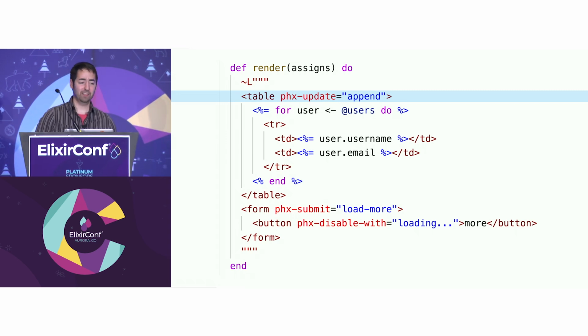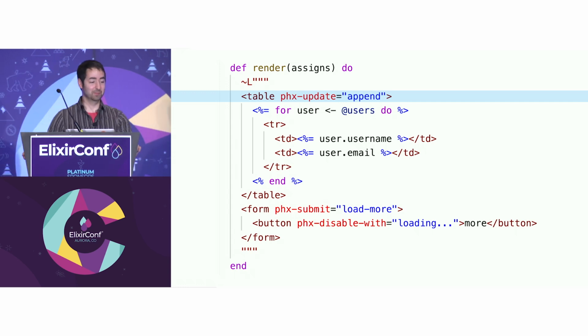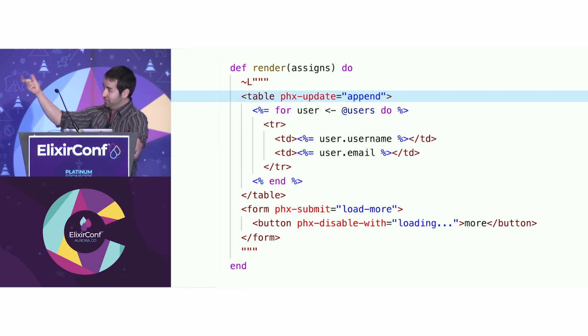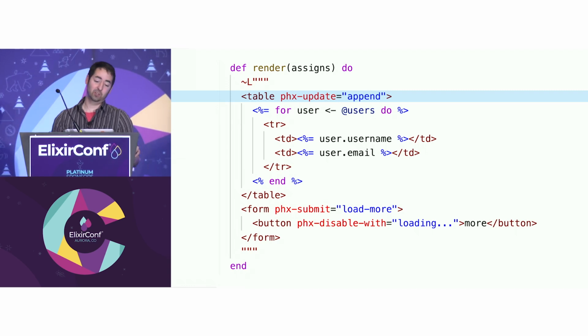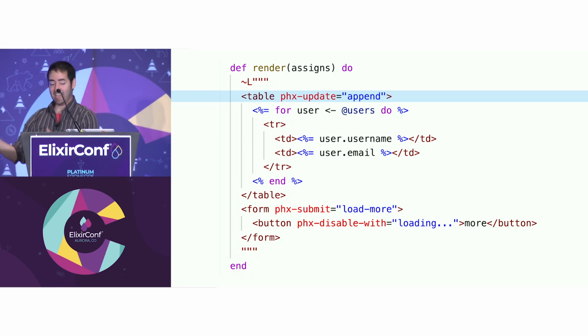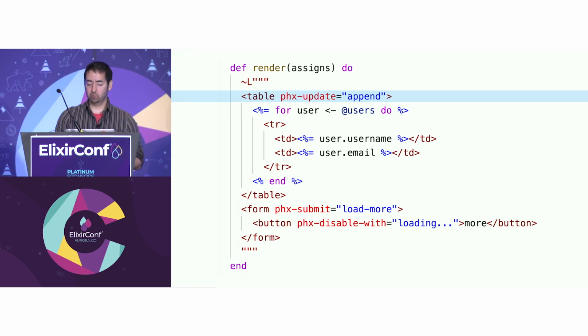If you were writing an app like that, it worked well enough because it's Elixir and it probably scaled reasonably well. Now you can just say, on that container, I'm going to do a phx-update, append. Now anytime any content is added to this container, instead of replacing it, we're just going to append the new child nodes.